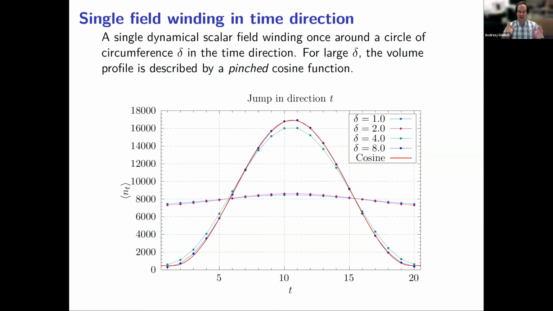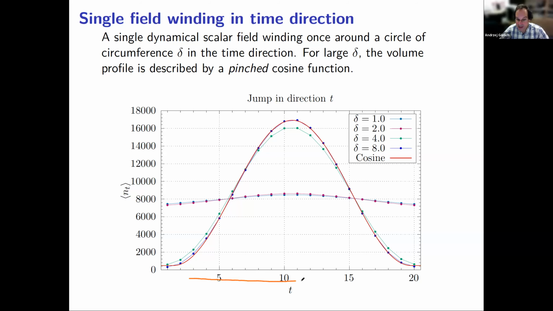And now let's consider just a single scalar field that takes values on S1, and it is required to wind once in S1 when we go along the time direction, and it has to go from 0 to delta and then jumps back, technically, to 0.